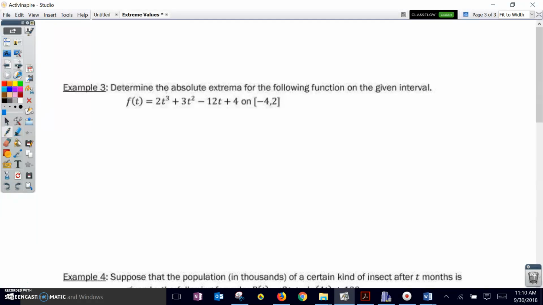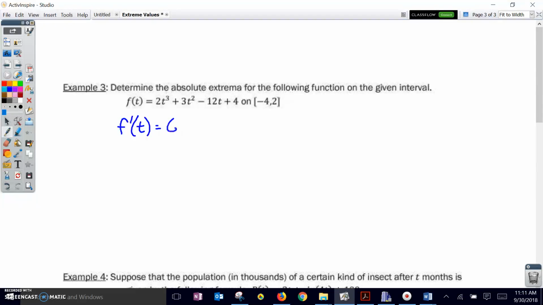Example 3. Determine the absolute extrema for the following function on the given interval. So first of all, I verify that this is continuous. It's a polynomial, so it's continuous on the entire interval. And then I need to be looking at the critical points and endpoints to determine the absolute extrema. So first I need to look for the critical points.